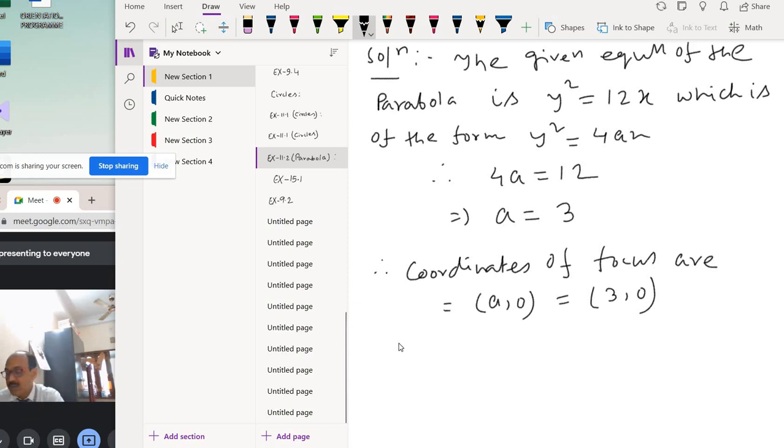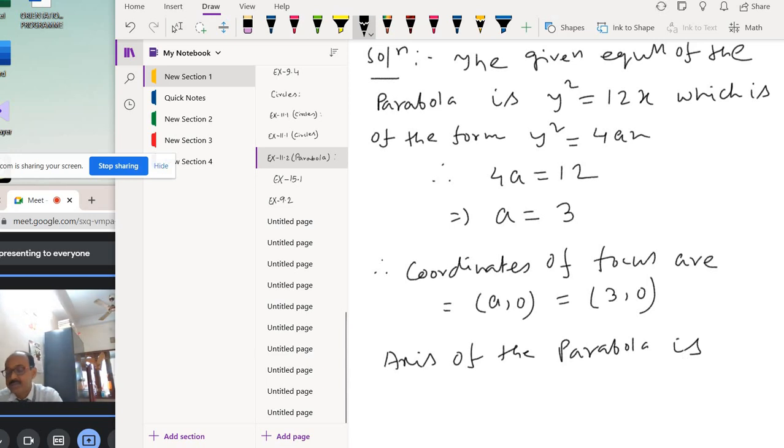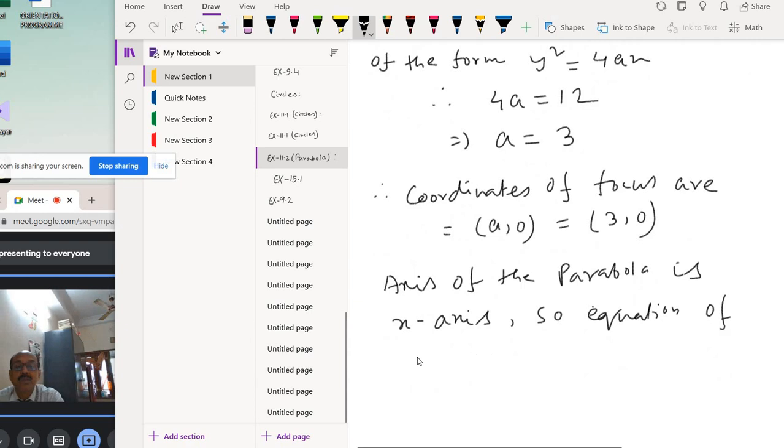Okay, and the axis of the parabola is the x-axis, because y is squared in the equation. So the axis of the parabola is the x-axis. So the equation of the x-axis is y equal to 0.